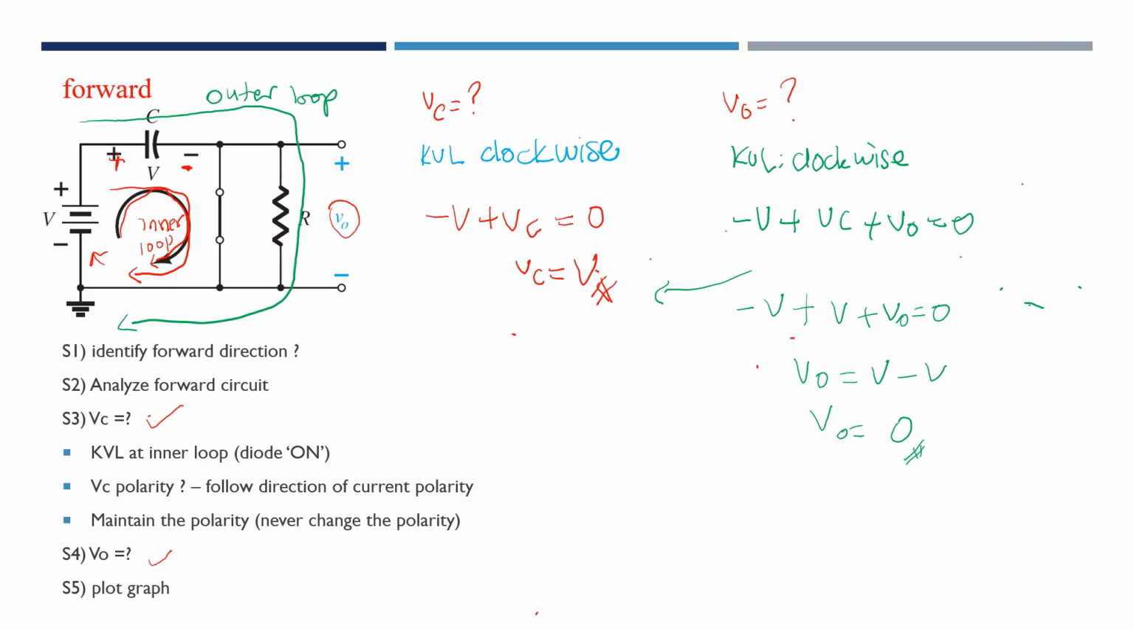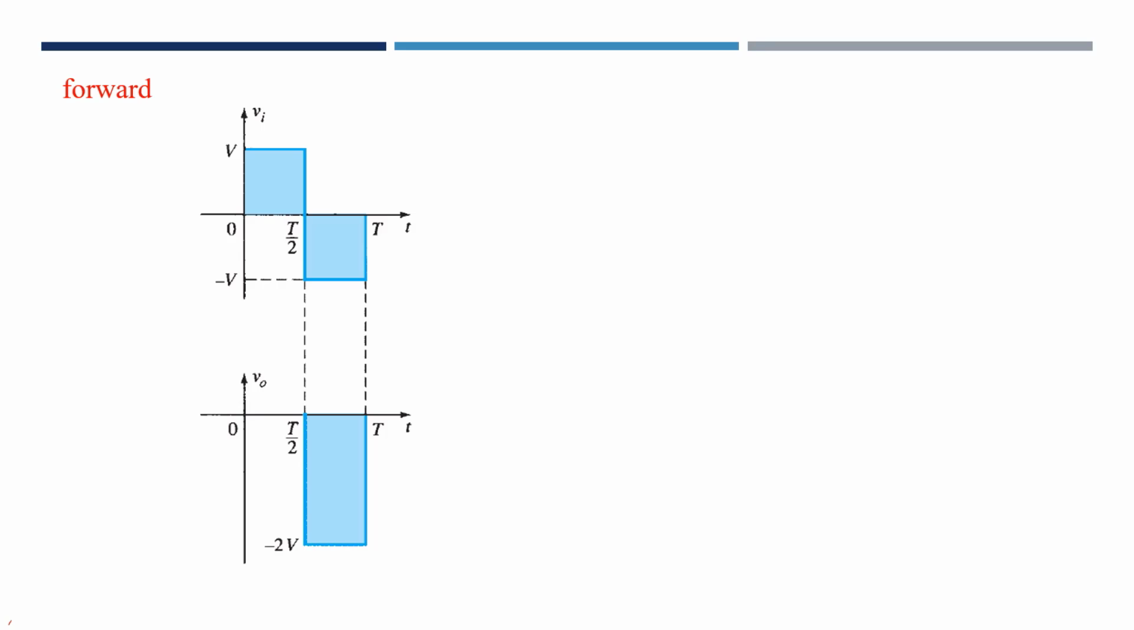Alright, after we calculate the V out, next we're going to plot the graph. Okay, now let's plot the graph. We know that our V out is equal to 0 volt for the positive cycle. Now from the input graph given here, this is our positive cycle. So we go down to the output graph for this positive cycle. At this moment, we can see here that our V out is equal to 0.